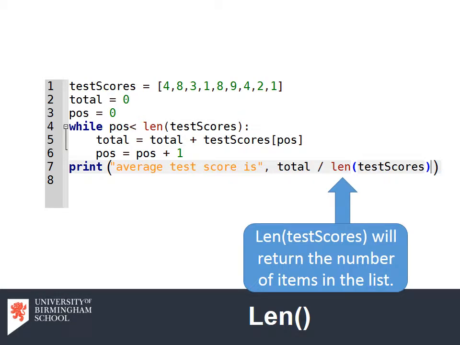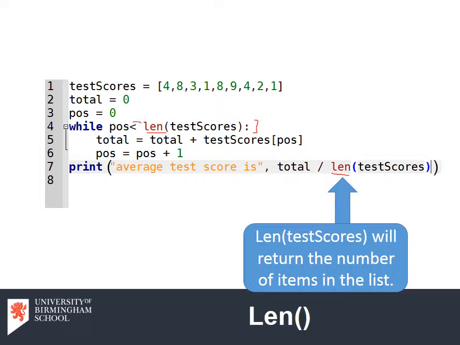So here I've got an example of using len. So rather than just putting the number 9, so divide by 9, I can say the length of test scores. And then notice here, I've also got len of test scores as well. This is a better code pattern because what happens if I add another 4 or 5 items to this list? By using len, it automatically will work. I don't need to change my code.